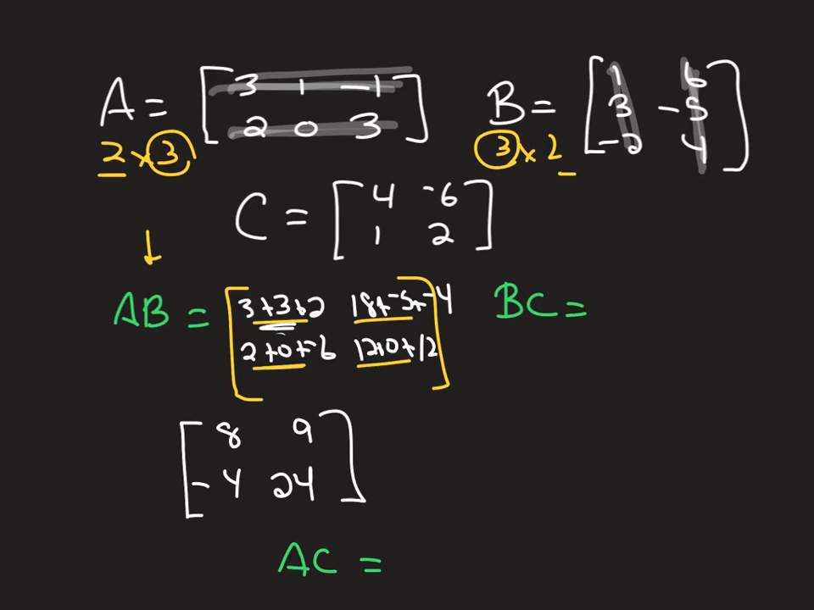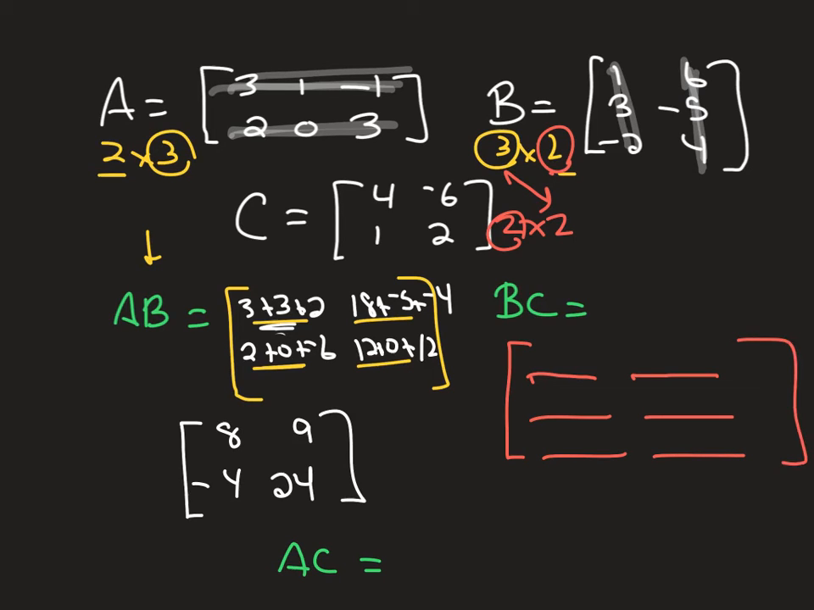Next one says B times C. I already know B is a 3 by 2. C is a 2 by 2. And because the 2's are the same, I'm good to go, and I'm going to get a 3 by 2 matrix. So I'm going to go ahead and draw that here. A 3 by 2 means 3 rows and 2 columns. So 1, 2, 3 rows and 2 columns.